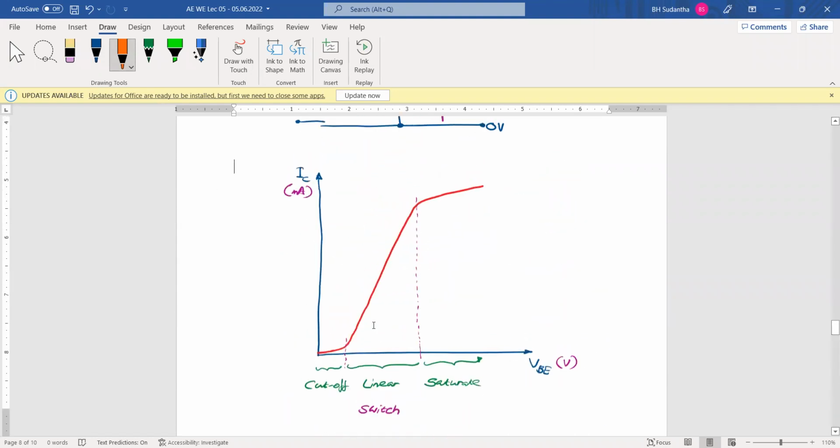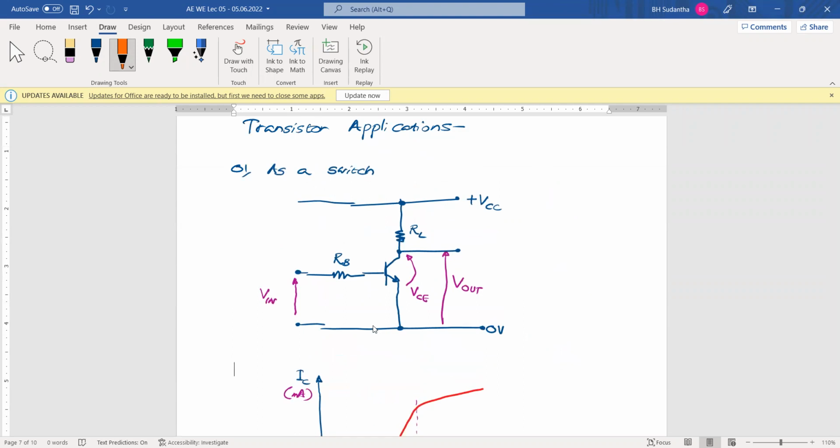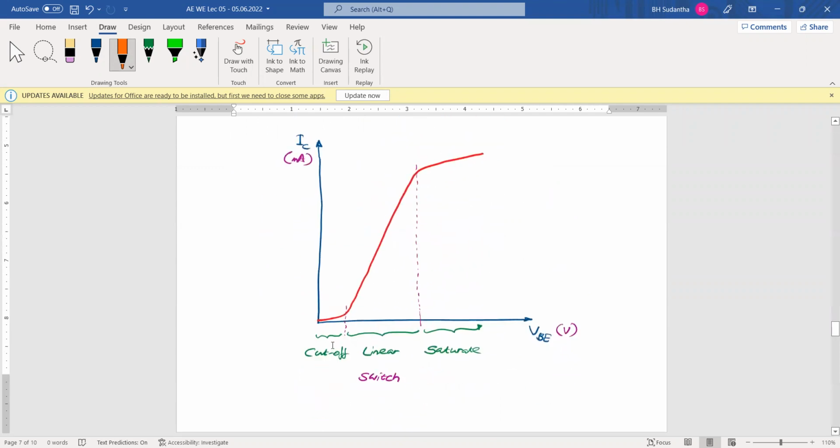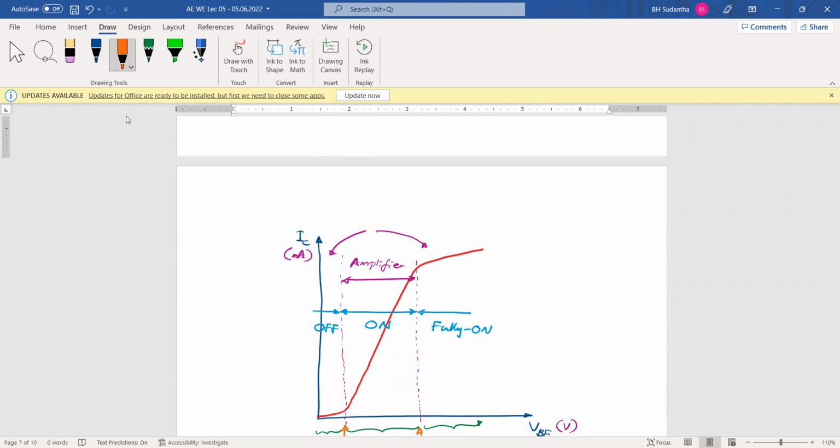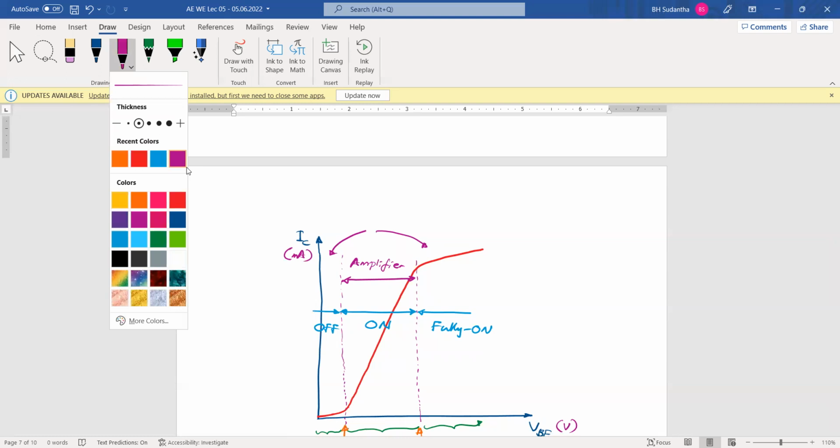What is that? When the transistor is in saturate mode, this voltage will be 0.2. Then in the switching mode, when we use the transistor as a switch, we are going in between these two modes. What are those modes? We are going in between cutoff mode and saturate mode. Then this here as a switch.